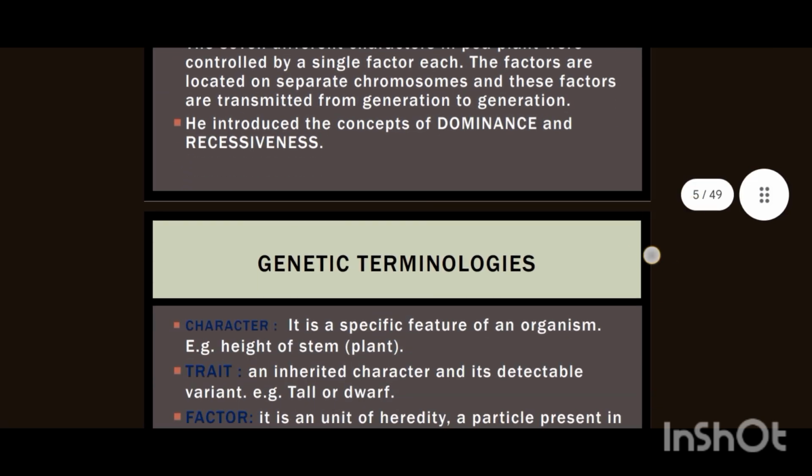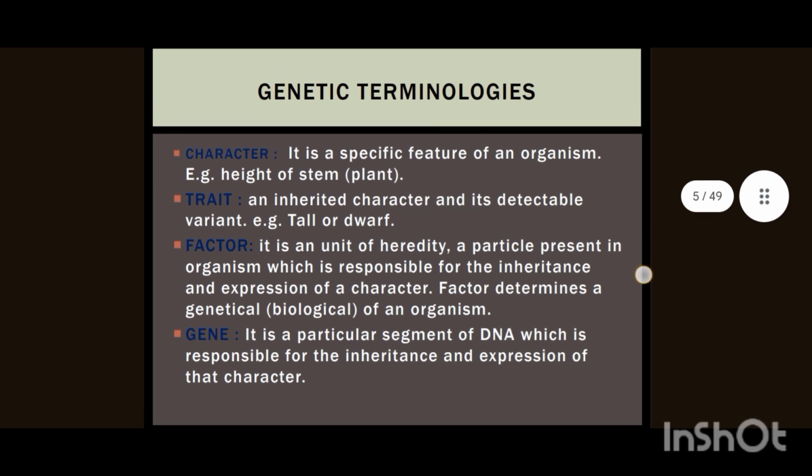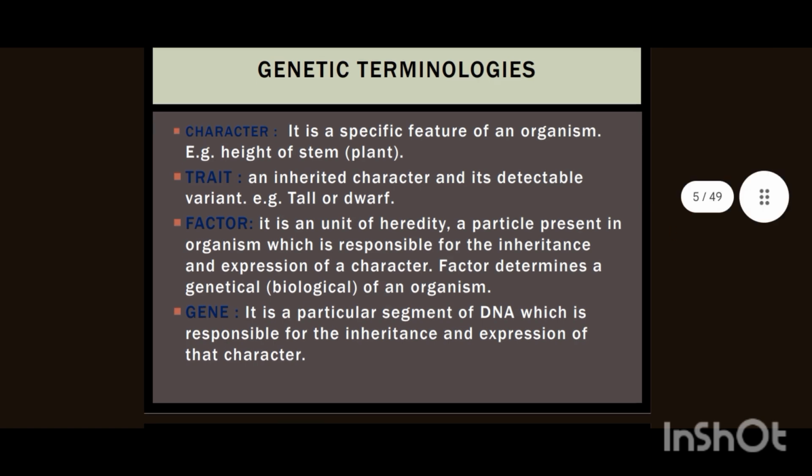Now we'll see certain genetic terminologies. First is character. It is a specific feature of an organism, for example, height of the stem of a plant. If we have to describe a plant, we'll talk about the height of the plant, the color of the leaves, the color of the flower, the position of the leaves, etc. So its description or feature is the character. Second one is trait, an inherited character and its detectable variant. Trait is nothing but its description, but there are two different forms of description. If we talk about height of the plant, it can be tall or dwarf. So tallness and dwarfness are the traits.